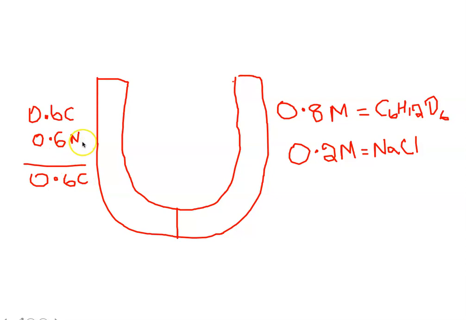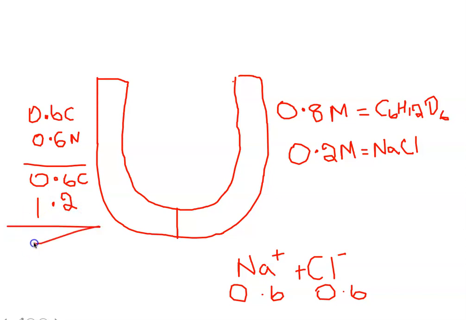And because it's sodium chloride, when you add it into water, it breaks up into Na plus and Cl minus, because it's ionically bonded. So you have 0.6 of this and 0.6 of this. So then that's 1.2. So the molarity here is 1.8 molar. Just the solute concentration there is going to be 1.8 molar.